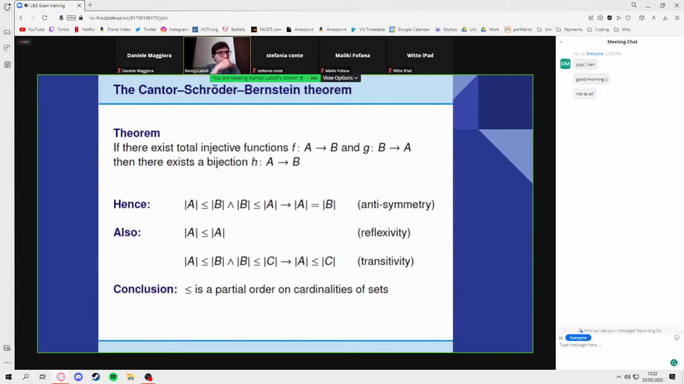All right, so take a look at the Cantor-Schroeder-Bernstein theorem. This theorem says that if there exist total injective functions f from A to B and g mapping B to A, then there exists a bijection h that maps A to B. It's not going to be in the exam, but it's good to know that you can use this theorem to prove that it's a partial order on cardinalities, using anti-symmetry and transitivity. However, this part of the course won't be in the exam.